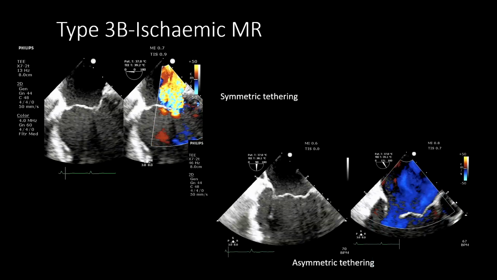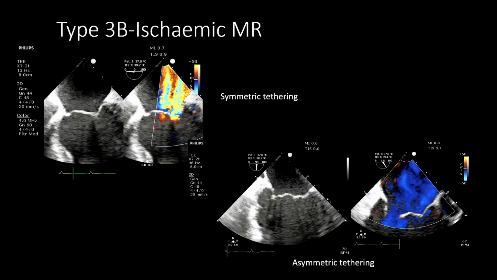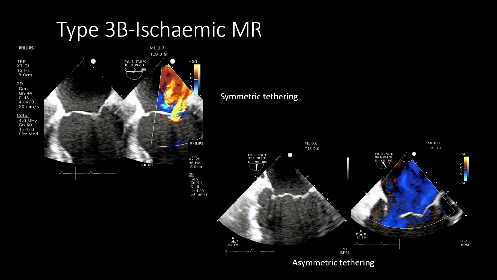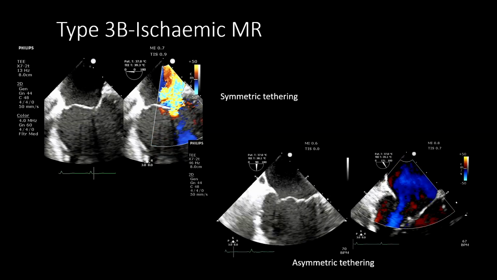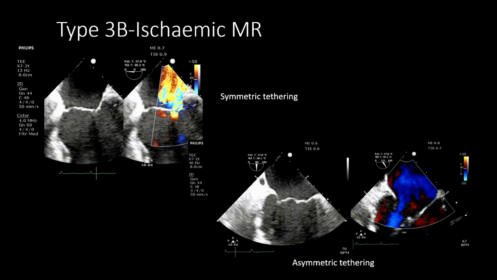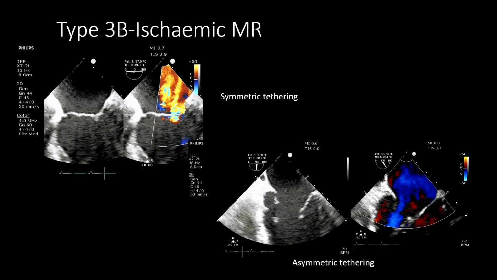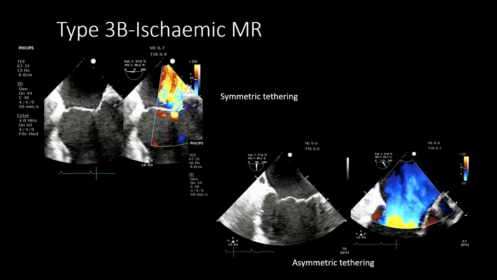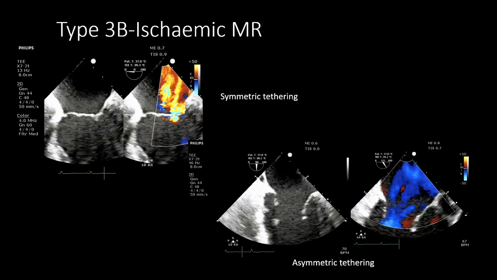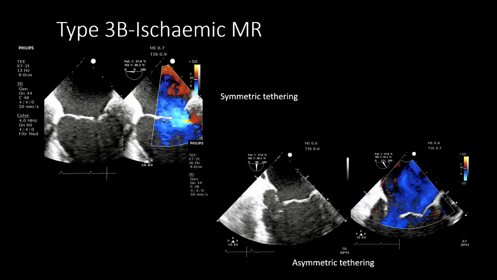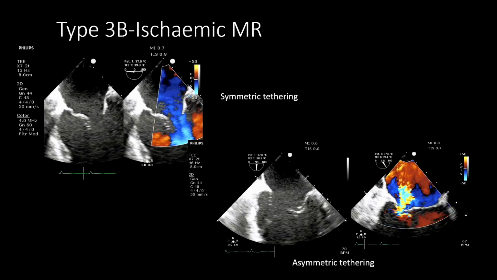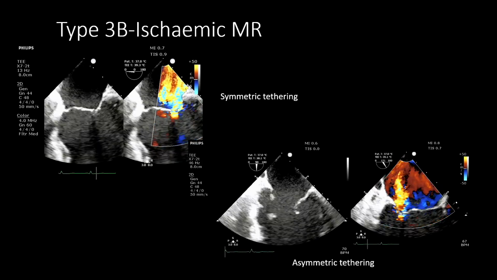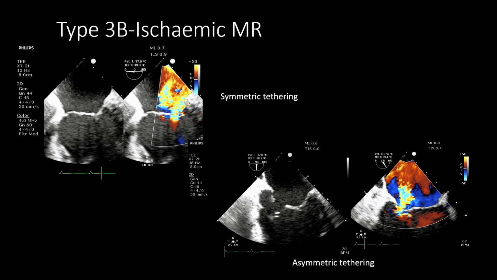Now type 3B is your ischemic MR or your functional MR. Because of the enlargement of the LV and the apical displacement of the papillary muscles, your leaflet gets pulled down, and they don't come up to the annulus plane for coaptation. So whenever there is equal restriction of both the leaflets, there will be symmetric tethering. So you will have this kind of a picture.